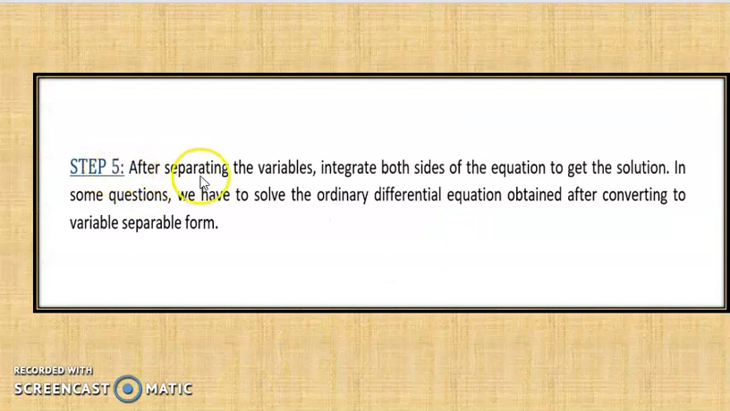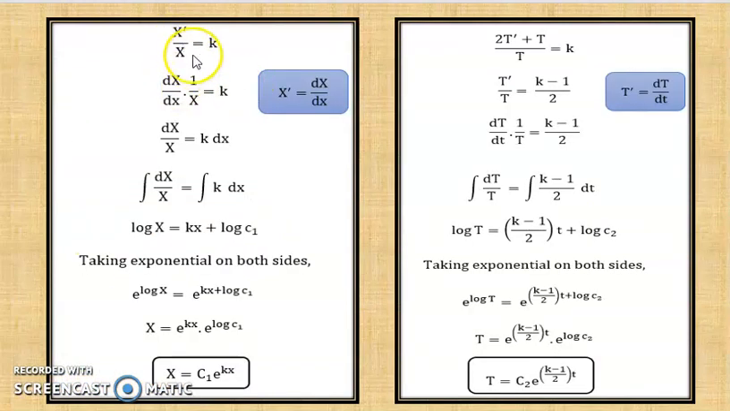Step 5 is after separating the variables, integrate both sides of the equation to get the solution. In some questions, we have to solve the ordinary differential equation obtained after converting to variable separable form. We have X dash by X equal to 2T dash plus T by T equal to k. Now we consider X dash by X equal to k. We have X dash equal to derivative of capital X with respect to small x.